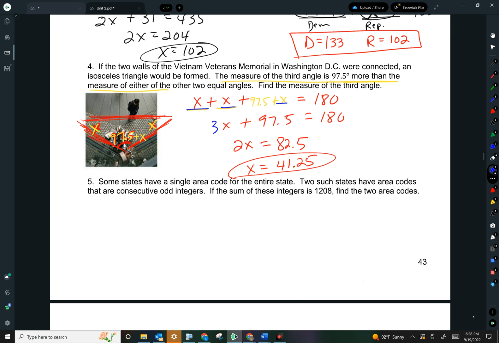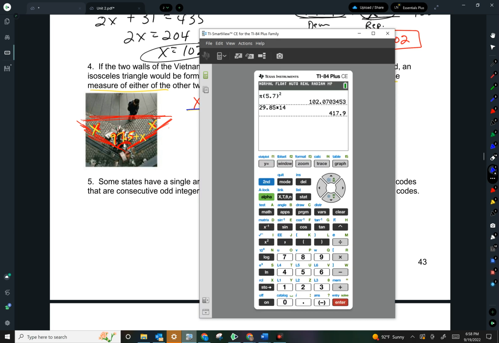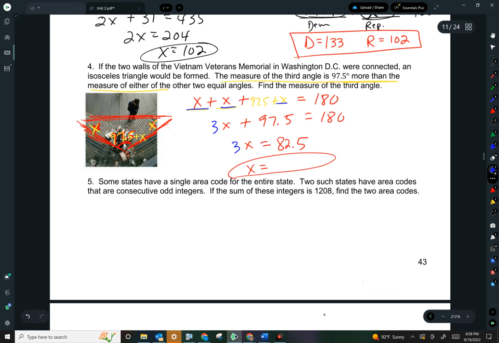So when I subtract my 97.5, I'm still going to have the 82.5, but now I'm dividing by 3. And if I divide 82.5 by 3, that's going to give me 27.5. So x is 27.5. Sorry about that.